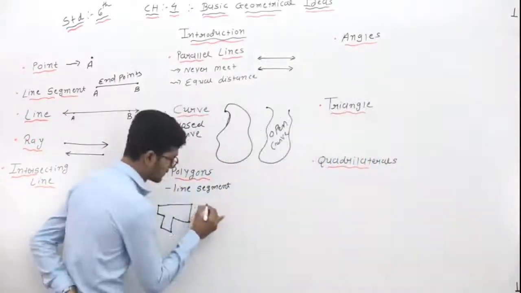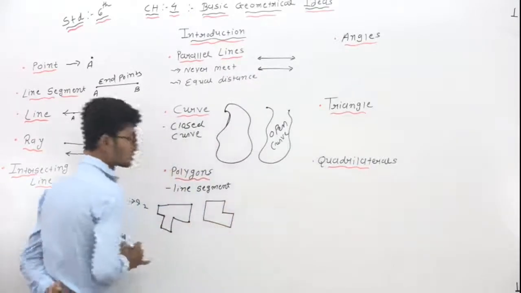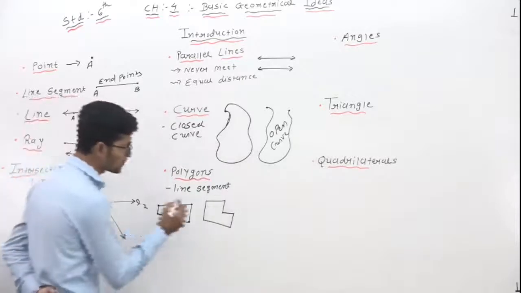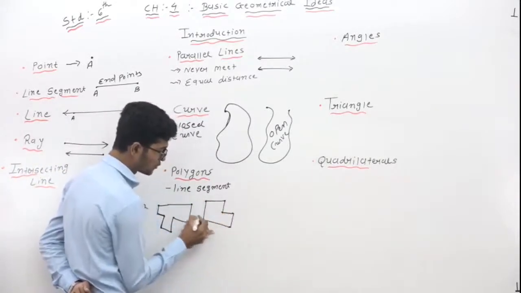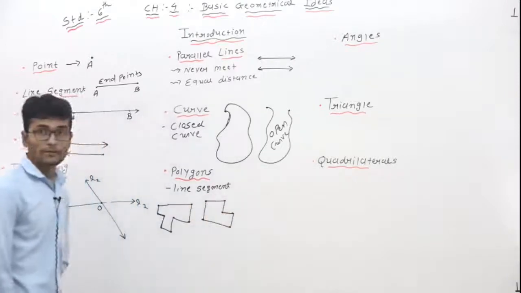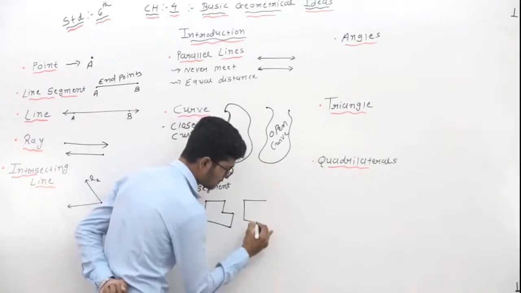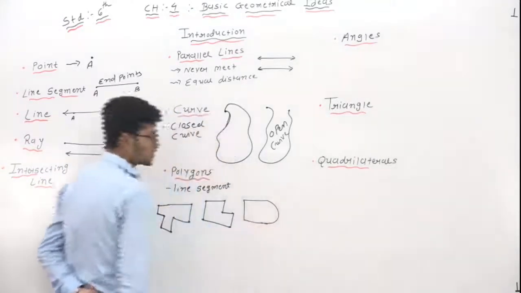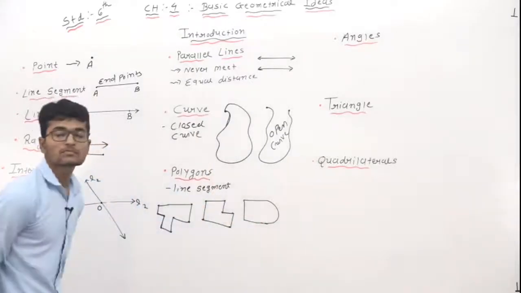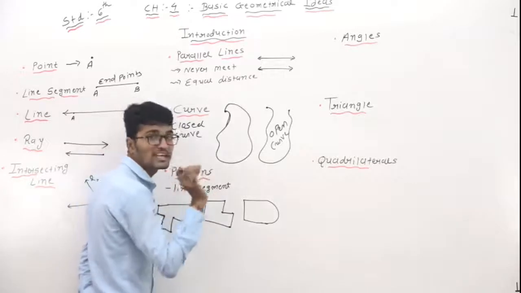Same for this side. This one is also a polygon. Why? Because first of all, it uses line segments. सभी में भी line segment ही use हुए. So it's called a polygon. I have to draw one more figure. So dear students, this one is a polygon. No, this one is not a polygon. Why? Because a polygon is drawn using only line segments.